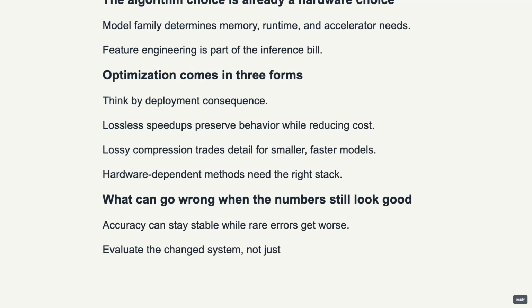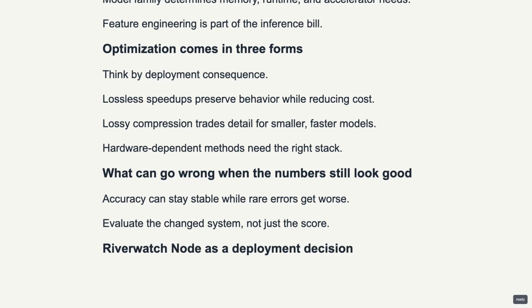A compressed model needs to be judged as a new system. The real question is which cases moved and who absorbs the cost when those cases fail. The Riverwatch node is a deployment trade-off, not a benchmark exercise. The right choice balances accuracy, battery life, and whether the device can actually execute the model cleanly in the field.